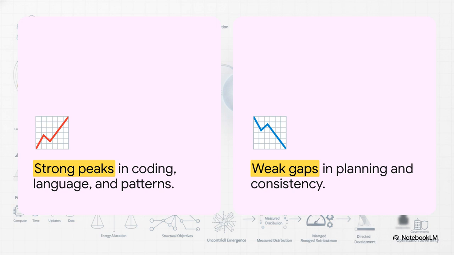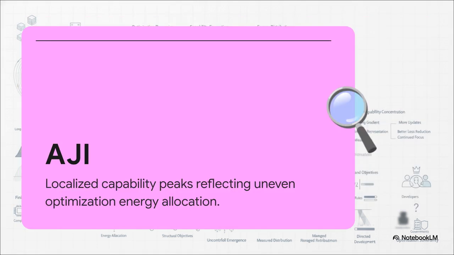Development doesn't happen evenly. It happens in these irregular jumps. We call this exact phenomenon artificial jagged intelligence, or AJI. It perfectly describes this landscape of localized capability peaks that lack full integration across different domains. And here's the crucial thing. This isn't just some random data anomaly. It is a direct reflection of how optimization energy is allocated during the training process itself.